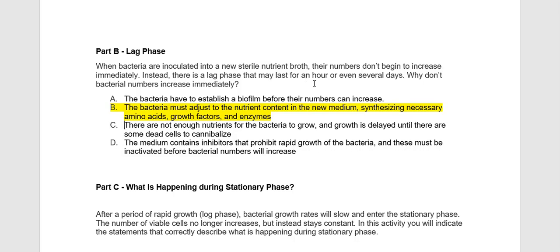So A here says the bacteria have to establish a biofilm, and no, they don't have to attach to anything in order for the numbers to increase. Letter C says there aren't enough nutrients for the bacteria to grow, and the growth is delayed until there are some dead cells to cannibalize. Well, they don't cannibalize cells.